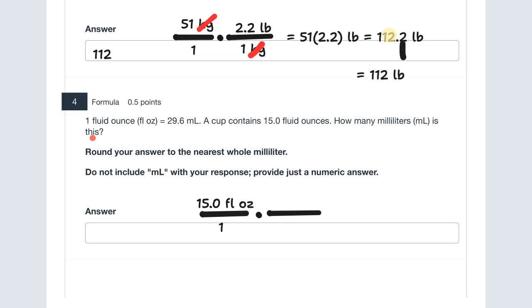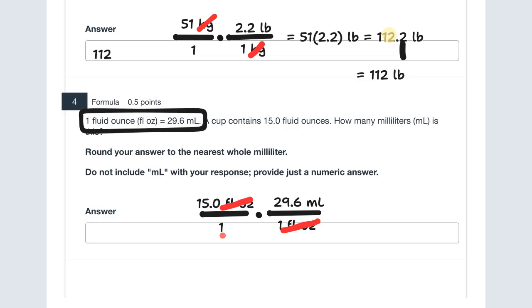So utilize this conversion that's given to us. So I got 1 fluid ounce in the bottom, and in the top, I have 29.6 milliliters. Dimensional analysis, analyze the dimensions. Fluid ounces are canceling. The bottom is just going to be 1 times 1.